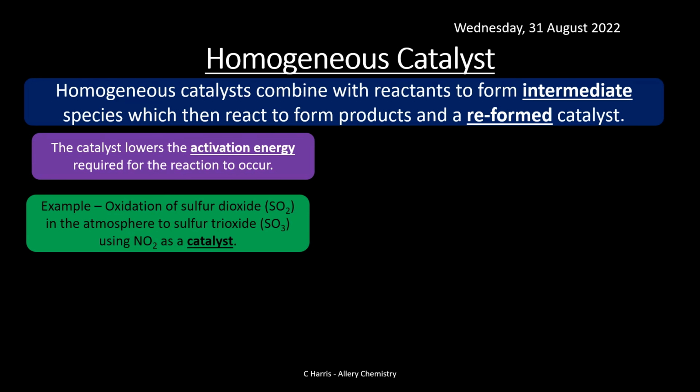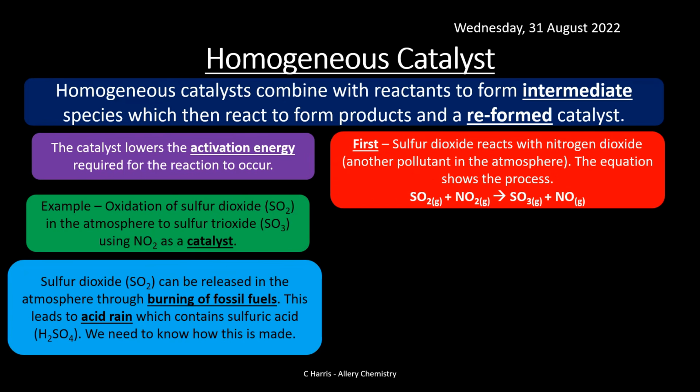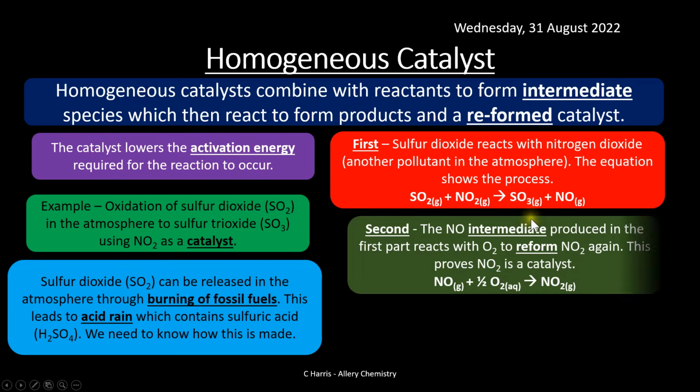So let's have a look at another example. So this is an oxidation of sulfur dioxide, so SO2, in the atmosphere to sulfur trioxide, and we're going to use NO2 as the catalyst here. So sulfur dioxide, this can be released in the atmosphere through the burning of fossil fuels, as we've seen in year 1 topics. Previously we know about the impacts on the environment. Obviously this leads to acid rain because it makes sulfuric acid, and obviously we need to know how this is made as well. So first of all, the sulfur dioxide reacts with the nitrogen dioxide, which is another pollutant in the atmosphere, and obviously this forms sulfur trioxide, as we can see here.